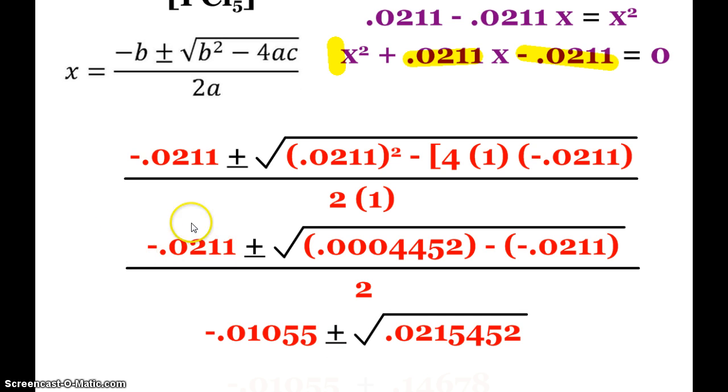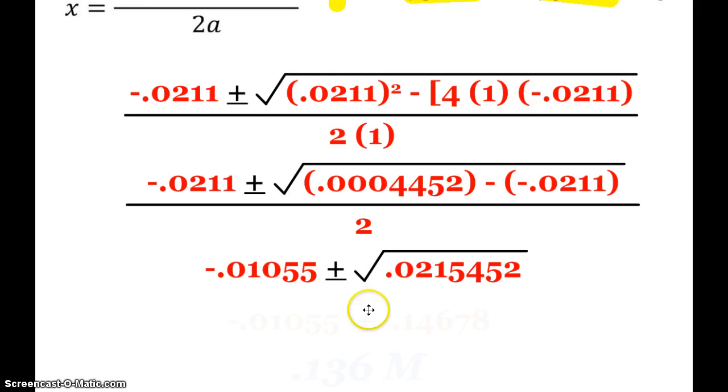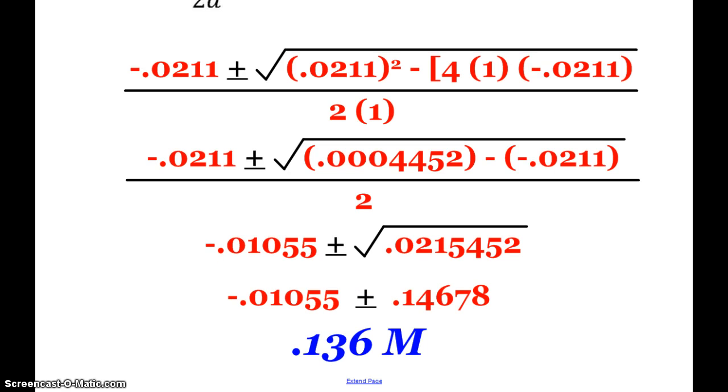Out here, negative 0.0211 divided by 2 is negative 0.01055, plus or minus, and then my square root cleaned up is 0.0215452. So I end up with plus or minus 0.14678. Well, negative minus that, a negative molarity doesn't make sense. So there's only one logical answer, which ends up being 0.136 molar.